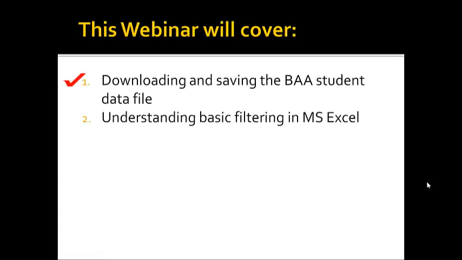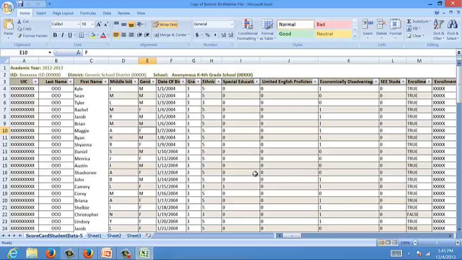We'll want to take a moment to understand basic filtering in Microsoft Excel. This file is very large. It's about 75 cells wide by however many students came through your front door that year. In this webinar, we'll make this file into something more streamlined and useful by finding which students were in my bottom 30% for each subject area.